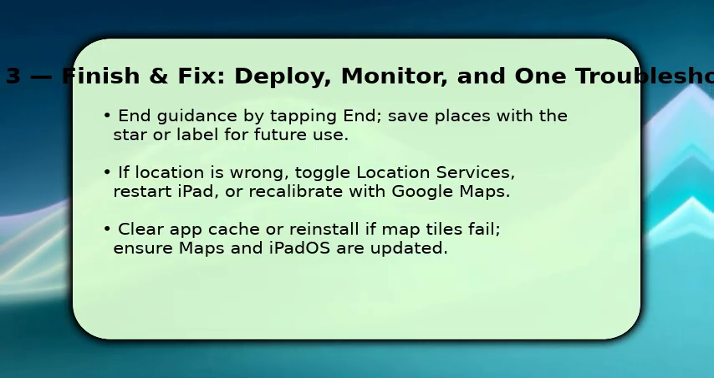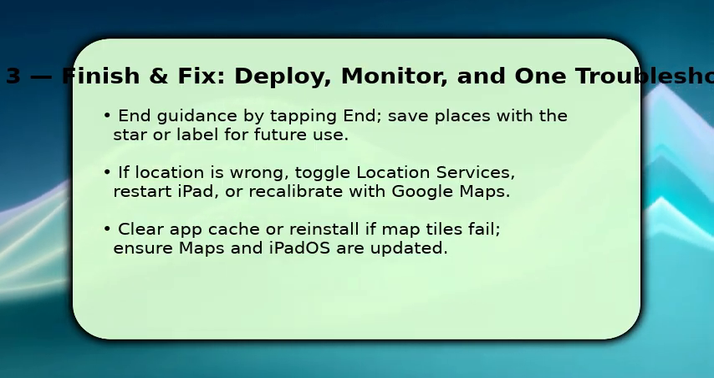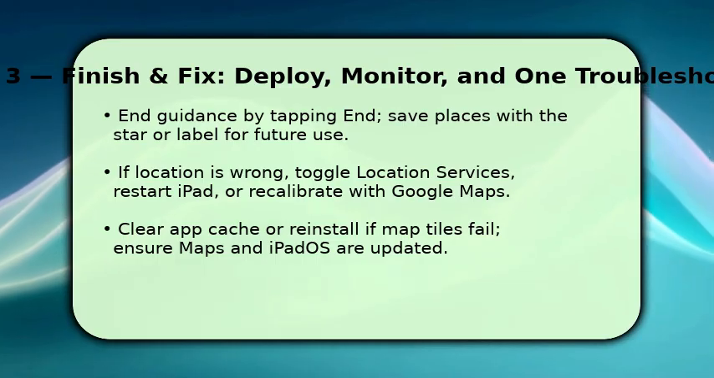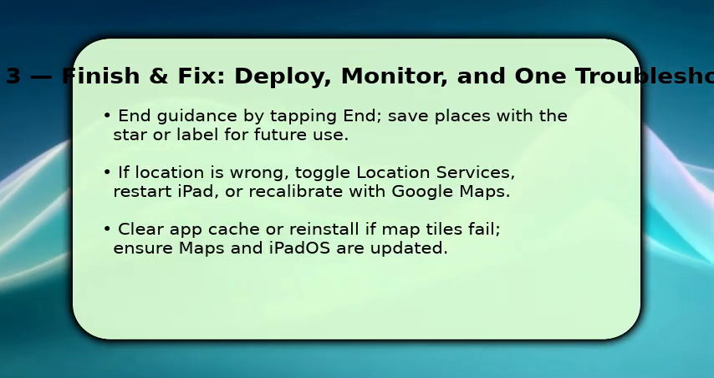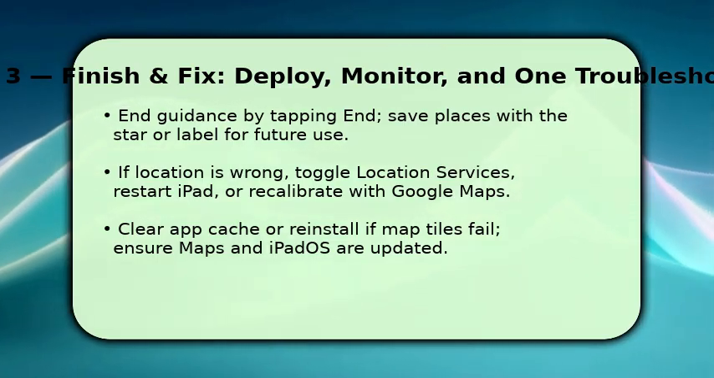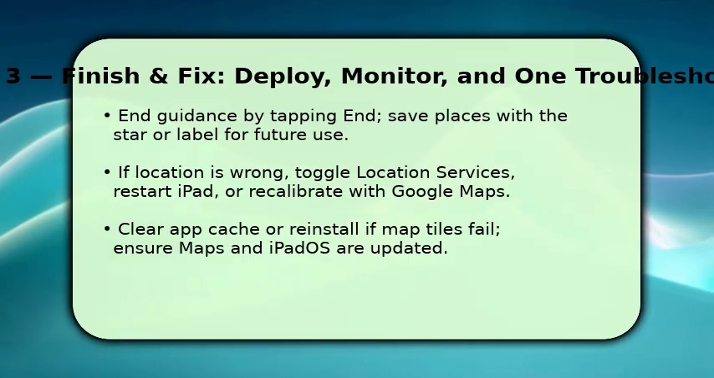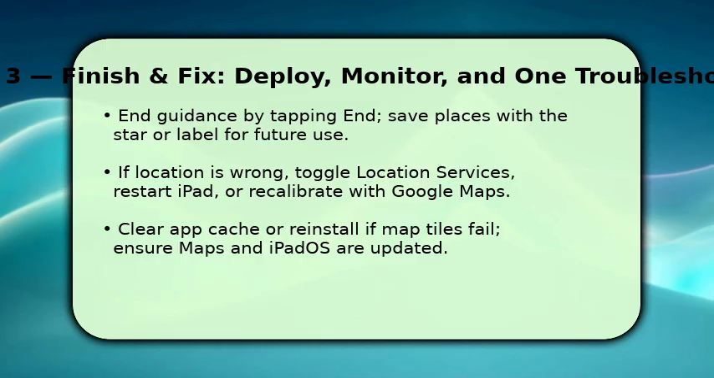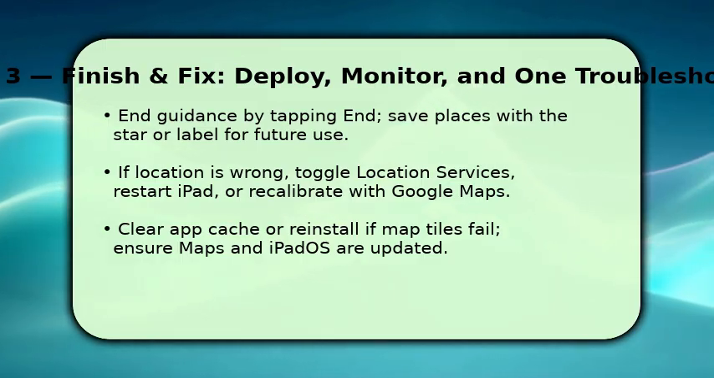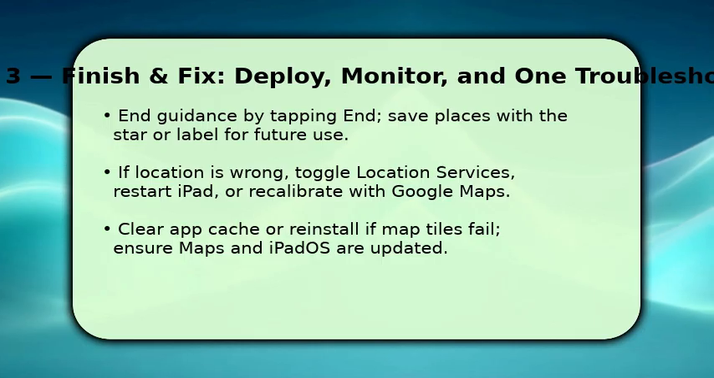If the map shows the wrong location, toggle location services off and on, restart your iPad, and walk a few steps to recalibrate. The app will re-establish a more accurate fix. If tiles fail or the app crashes, clear app data or reinstall Google Maps, and make sure both Maps and iPad OS are updated.